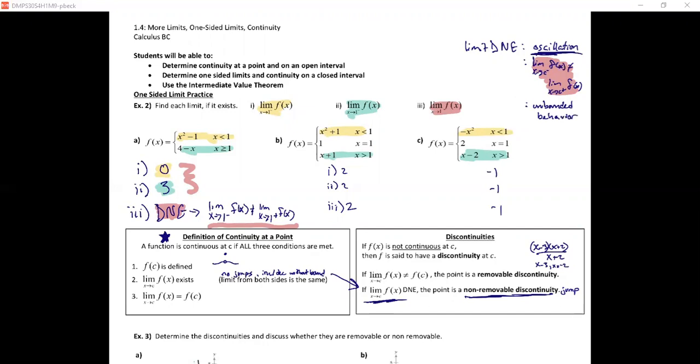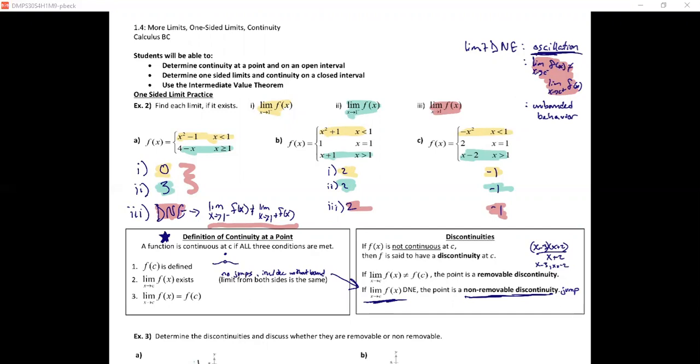Now, because the limit from the left and the right are the same on both of these problems, let me go ahead and fill those in. Because these are the same, we can say the overall limit is the same as well. So what this highlights is continuity.